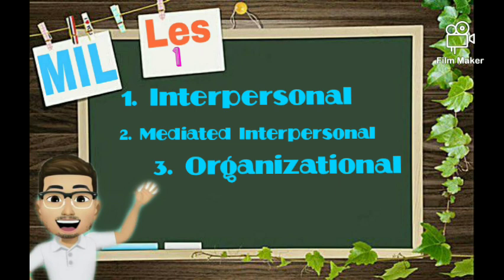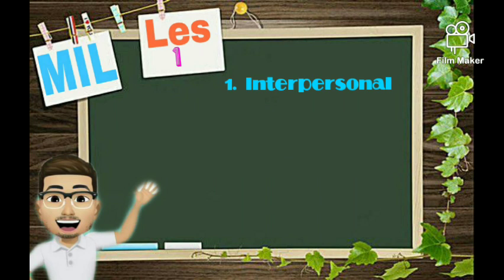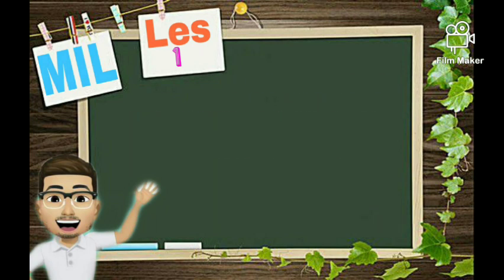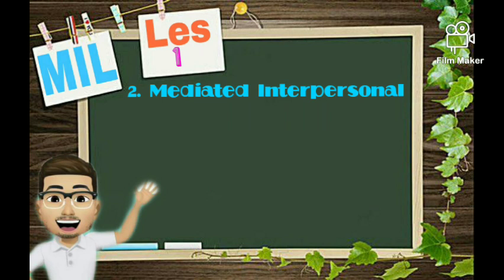So first, let us talk about interpersonal communication. In this type of communication, people communicate face to face with someone they know or someone who is a complete stranger to them. Thoreau defines interpersonal communication as a form of communication that involves two or three individuals interacting through the use of their voices and bodies.